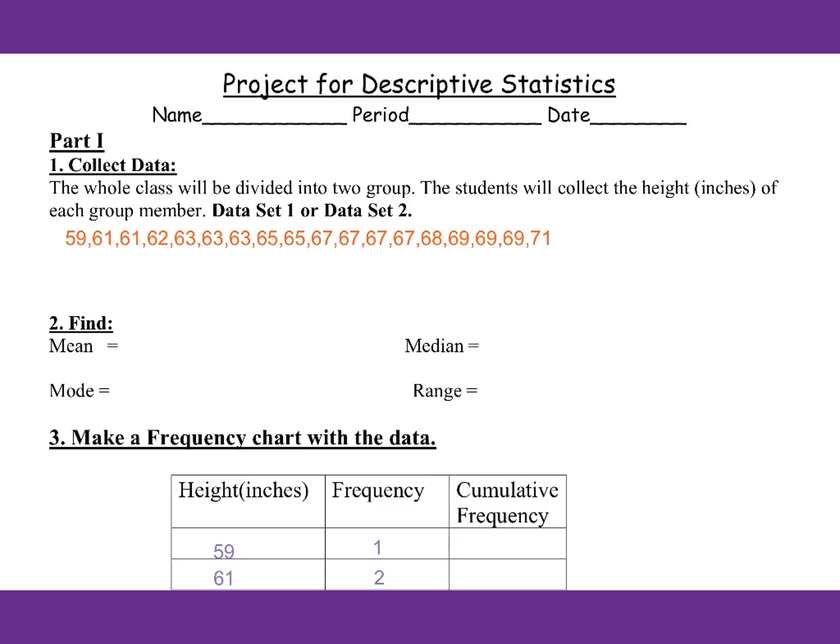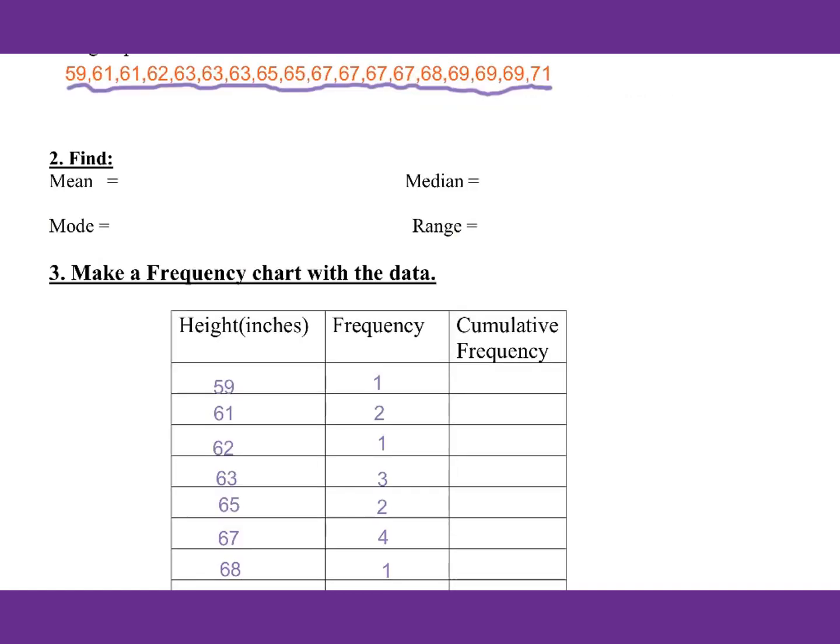Today's lesson is about a project for descriptive statistics. We collected the data in class. I chose one of the data sets. We got the data like this. I already listed them from smallest to greatest. Before we work on mean, median, mode, and range, I make a frequency chart first.